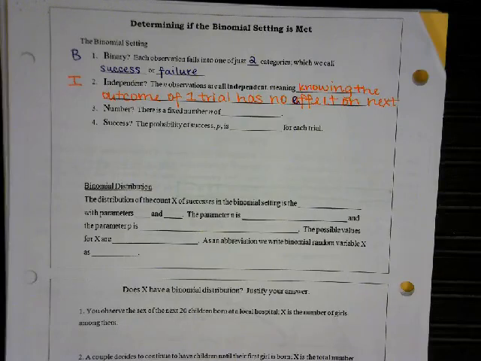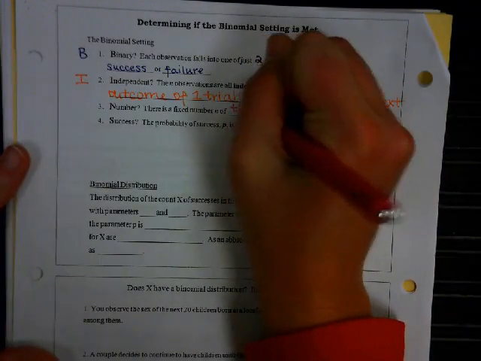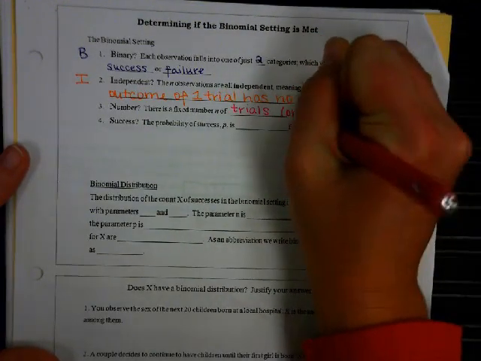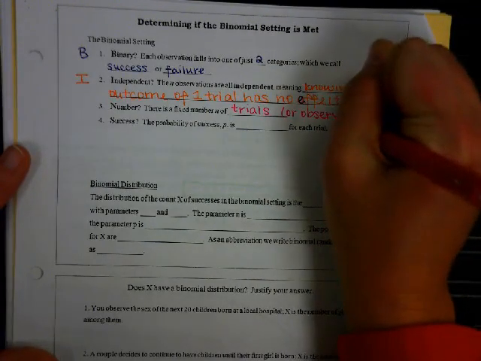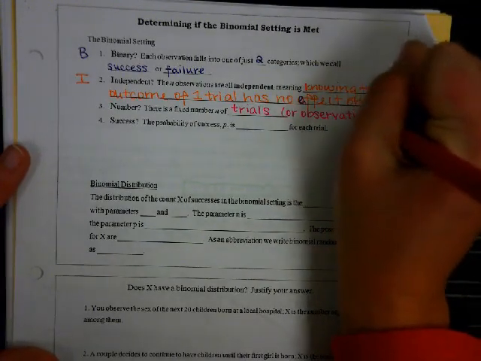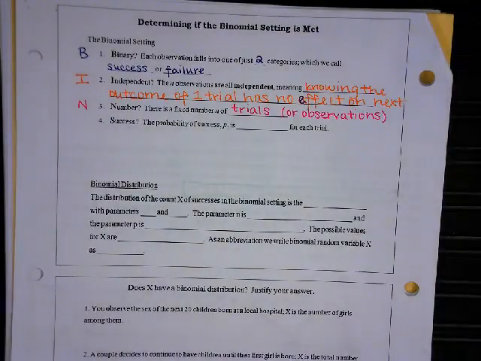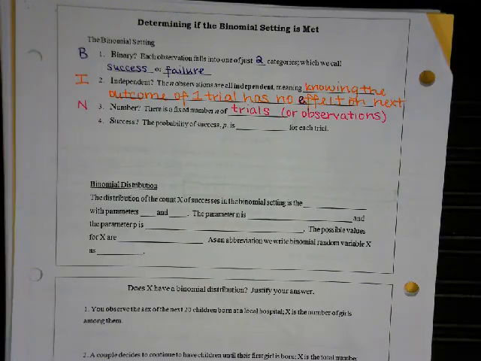Third one, number. There is a fixed number n of trials, or sometimes they'll call them observations. So just keep that in mind. Usually they're called trials, but you know, math, we like to use multiple words for the same thing. And then the last one, success. The probability of success, which we use P for, is the same for each trial.